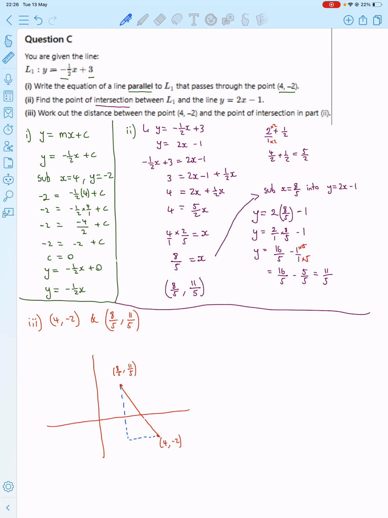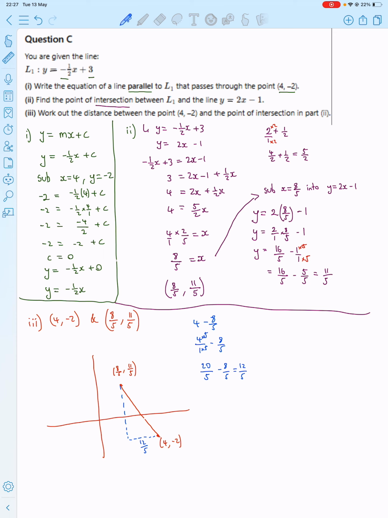So to go from 8 over 5 to 4, well, that's the difference between 4 and 8 over 5. So we're going to do 4 take away 8 over 5 to work out this distance here, looking at the x coordinates. So that's 4 over 1, take away 8 over 5. So times by 5, we get 20 over 5, take away 8 over 5, which equals 12 over 5. So this distance here is 12 over 5.